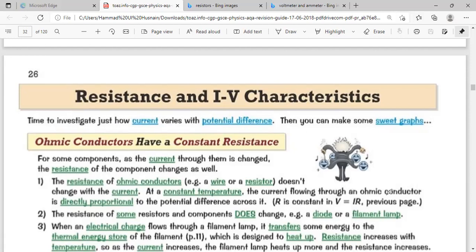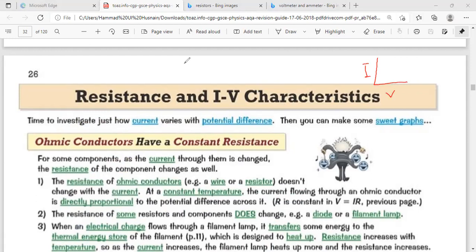Now, what does this mean? Basically, it means a graphical representation of the relationship between current and voltage, right? So, in these graphs, we have voltage on the x-axis and current on the y-axis, and that is why it is called IV characteristic curve, right?